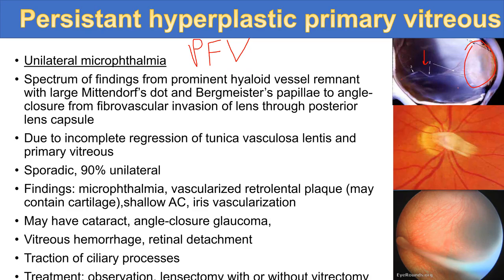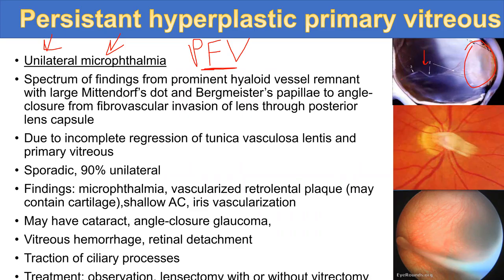However, in some cases, they don't disappear. So they will persist, leading to what's called persistent hyperplastic primary vitreous, or persistent fetal vasculature. This is the more correct name. Those patients will present with unilateral microphthalmia, very important for the MCQ exams. Unilateral microphthalmia.